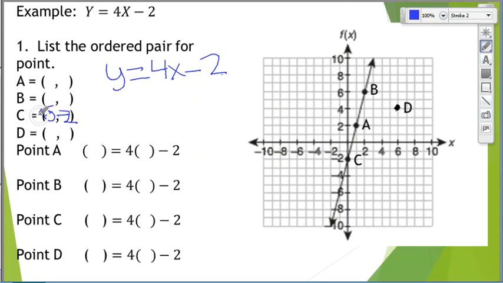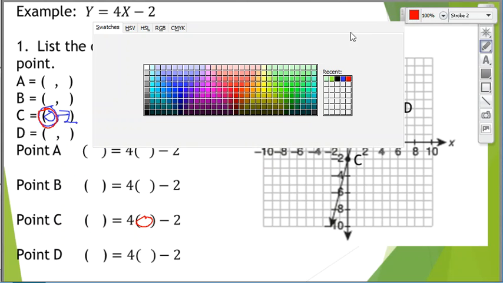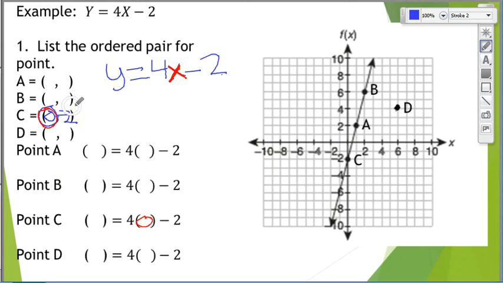If we plug 0 in for the x, that's going to go right here. And if we plug negative 2 in for the y, that would go right here. Okay, and now we simplify.